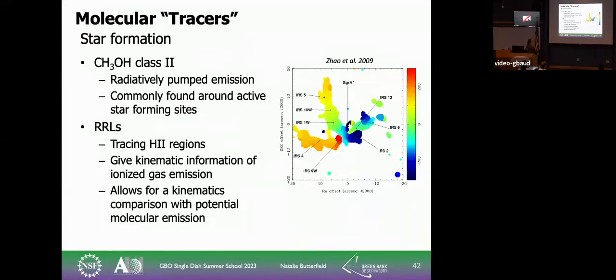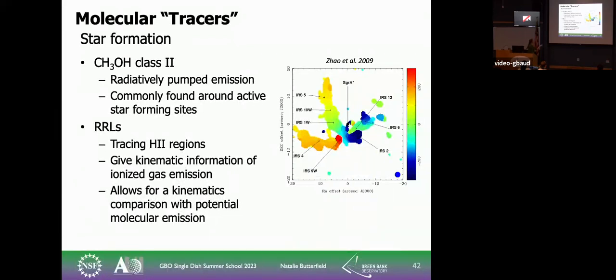Radio recombination lines, I've added them here as tracers. They're not molecular lines, they're actually ionized gas, but they're found towards H II regions. The nice thing with doing radio recombination lines is that it gives you the kinematic information of your ionized gas. That's the plot that's shown here. It's the source in the galactic center, the circumnuclear disk around a supermassive black hole.